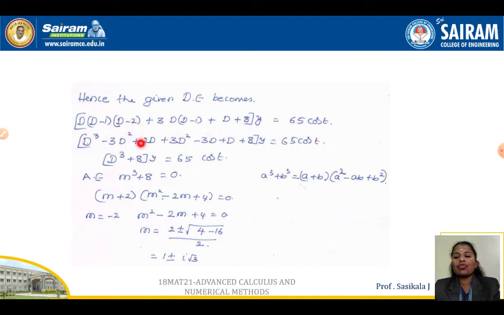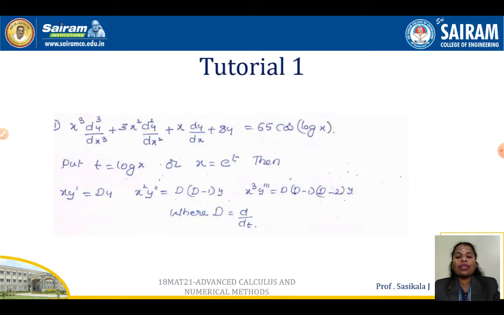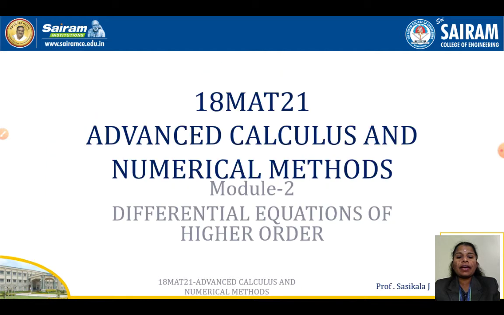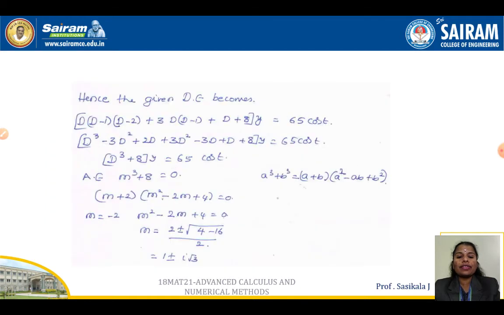Then you have plus 2. Again you can multiply with D and you get this term. This 3D you can take inside; it will become 3D squared minus 3D, plus D is already there. Then the right side has also been converted: I have 65 cos log of x, so 65 into cos log x will be considered as cos t.